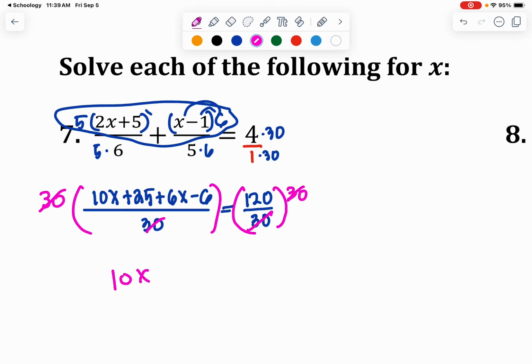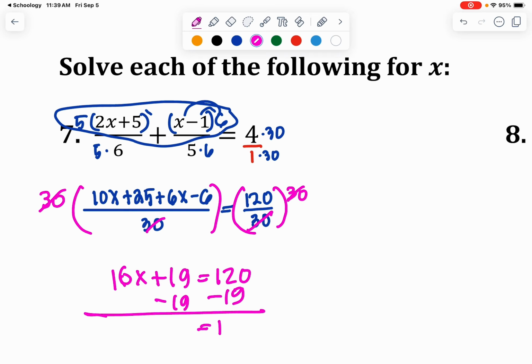The 10x, let's combine like terms. 16x plus 19 equals 120, and then subtract 19, which is 101. So 16x equals 101, and then divide by 16, and you get x equals 101 divided by 16. So that's the answer, but I'm going to show you how I do it instead.